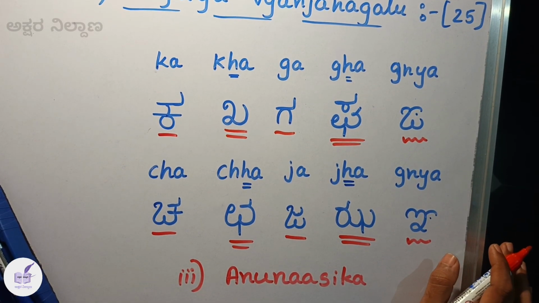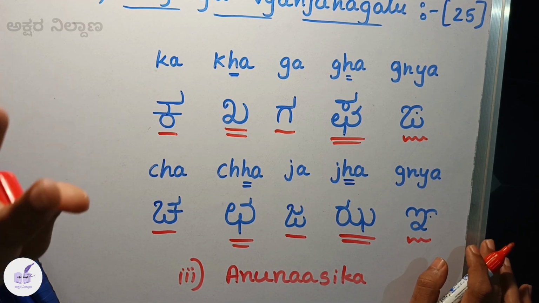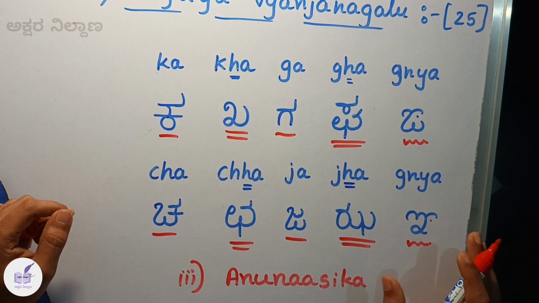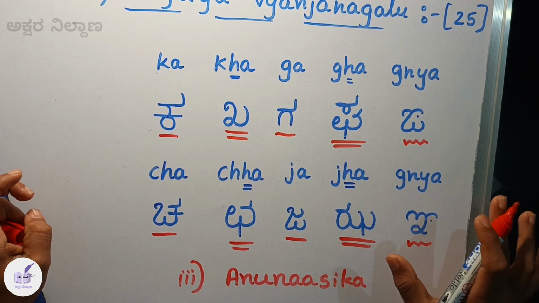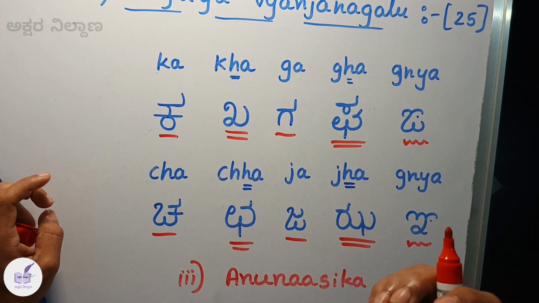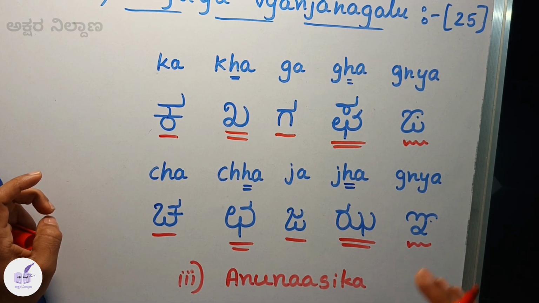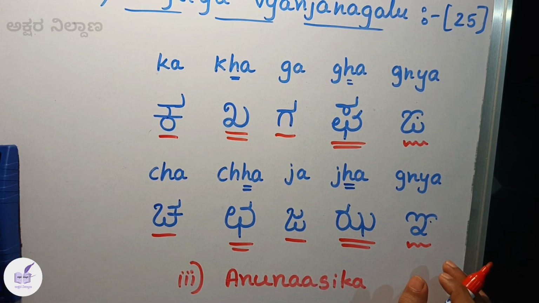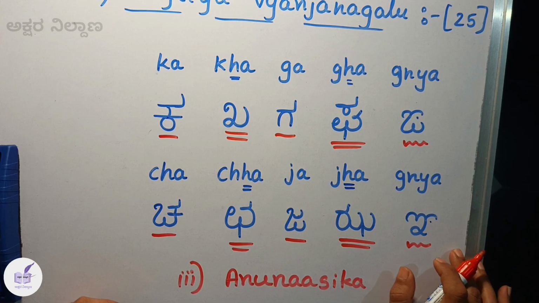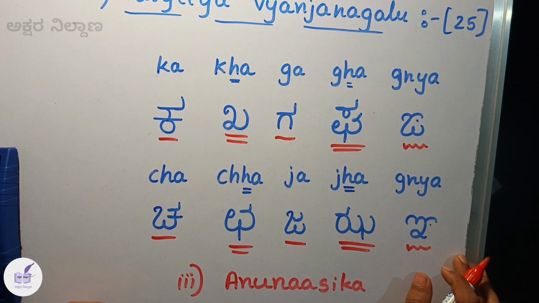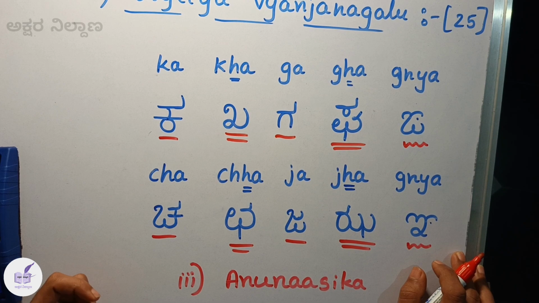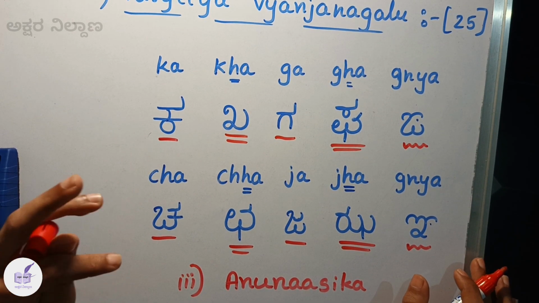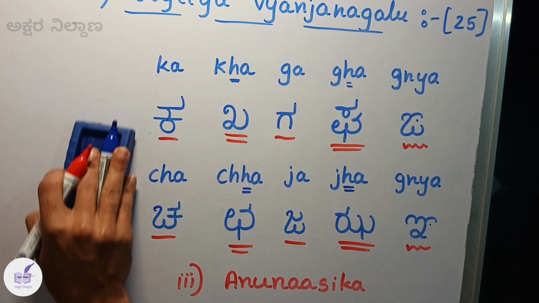Anunasika is a group where there are only 5 letters, which need the help of our nose to pronounce. What do you mean by Anunasika? The letters which need the help of our nose to pronounce. How to test them? I'll say after finishing all the 25 letters. Keep curious about them.